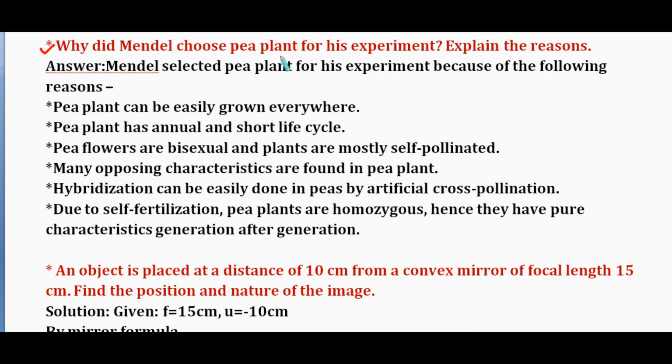Next question: why did Mendel choose the pea plant for his experiment? Explain the reasons. Mendel selected the pea plant for his experiment because of the following reasons. The pea plant can be easily grown everywhere. The pea plant has an annual and short life cycle. Pea flowers are bisexual and plants are mostly self-pollinated. Many opposing characters are found in the pea plant. Hybridization can be easily done in pea plants by artificial cross-pollination. Due to self-fertilization, pea plants are homozygous, hence they have pure characteristics generation after generation.